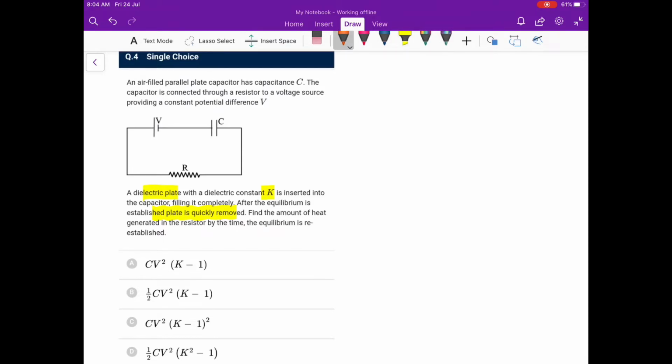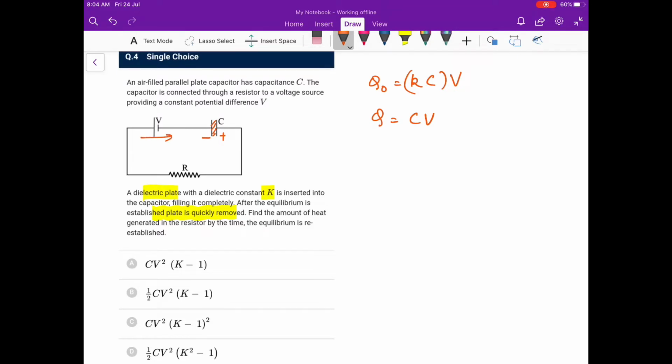So first of all, when it was fully charged with the dielectric, the charge stored is Q naught. I can write it as K times C times V. And in the new equilibrium, the charge stored would be C times V. So the charge that will pass through the battery: initially it was positive plate, negative plate, it will still be positive and negative, but it is losing charge. That means the charge will be going in the reverse direction in the battery.